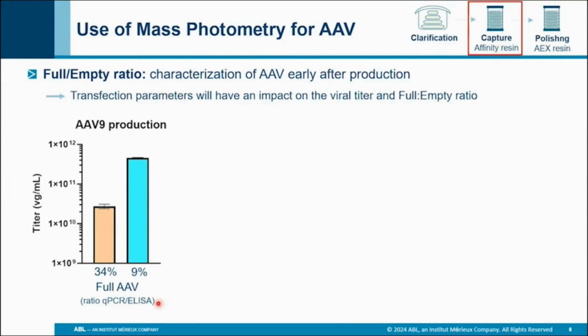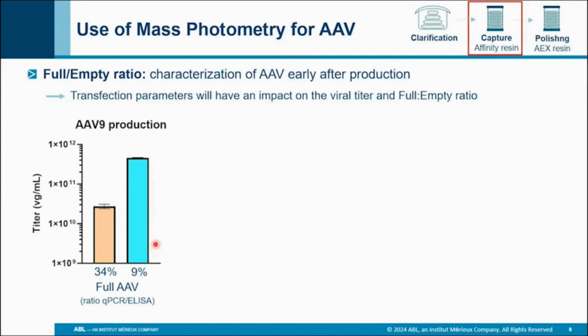So here in this example, we have two AAV9 productions with the same system. By system, I mean the same plasmids, the same transfection reagent, and the same cell line. The only difference is the transfection parameters. So here we ended up with two different genomic titers. For the first one, in orange, we had around 2 E10 VG per ml. And for the second one, in blue, we had a log higher, 2 to 3 E11 VG per ml.